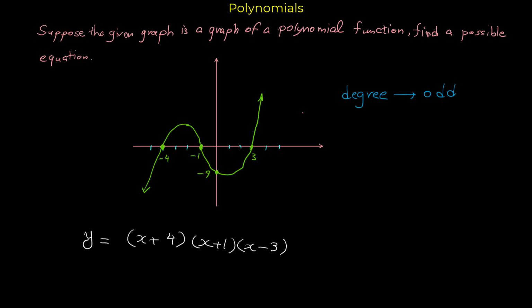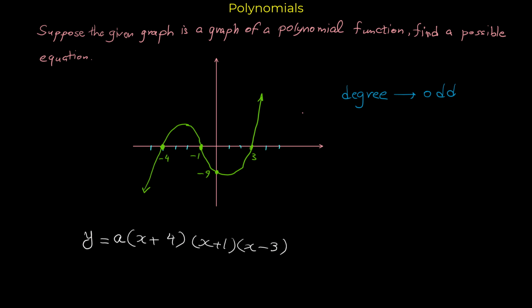But attention, we are given one extra piece of information here. We are given the coordinate of this point here, the y-intercept. And because of that, we can find the value of the leading coefficient a. So we always consider one value a outside of these brackets. That value can be any number.